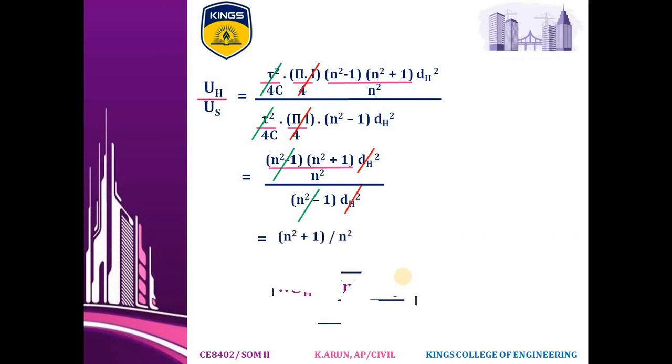And hence the ratio of strain energy of the hollow shaft divided by the strain energy of the solid shaft will be equal to n square plus 1 divided by n square. So thus we have compared the strain energies of the hollow shaft and the solid shaft, and then we have arrived the value as n square plus 1 divided by n square. So the process is very simple. Only thing is we should know the formula for area of the solid shaft and hollow shaft, volume of the solid shaft and hollow shaft, and similarly strain energy of the hollow shaft and solid shaft.